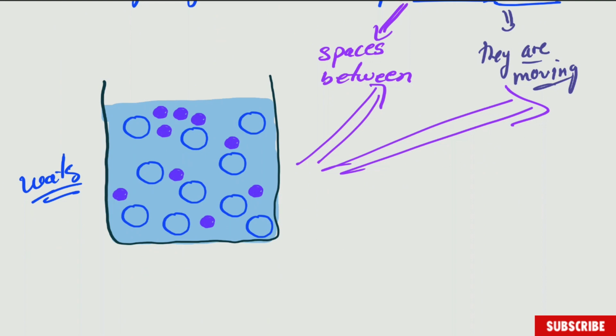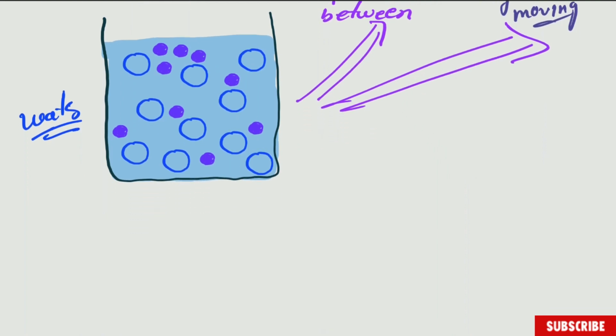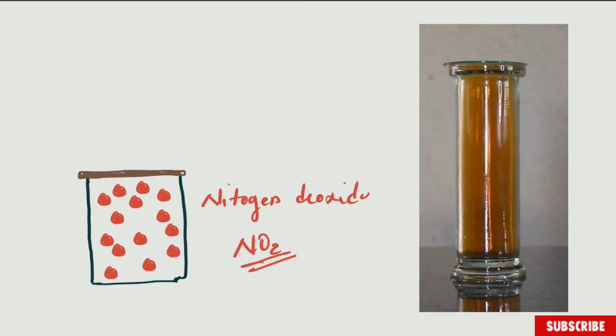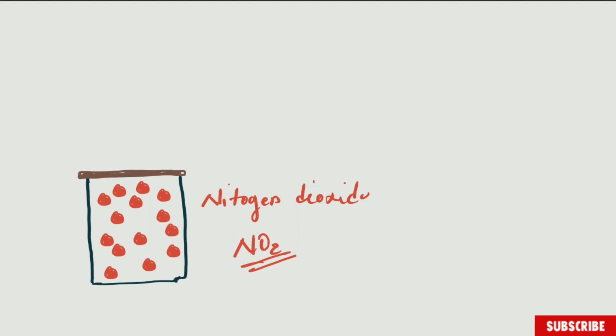So for this experiment we're going to be using the reaction of copper plus nitric acid. We're going to have a gas jar with nitrogen dioxide. The microscopic representation will be more or less like this: a gas jar with just some particles of gas inside. And as we said, there will be obvious spaces between the particles.